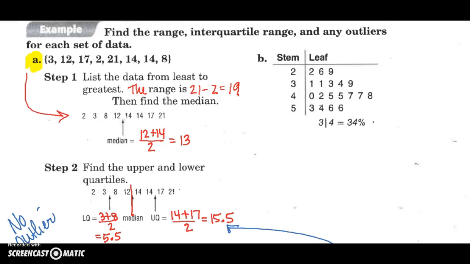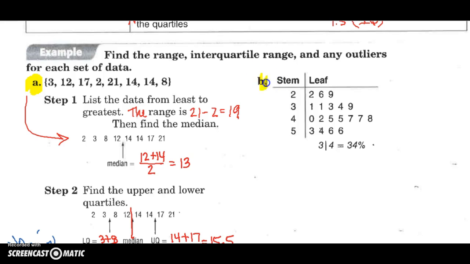So moving on to example B, right here, we're at B. They gave us this information in a stem and leaf. So let's take the time to, well, we don't really need to rewrite them because they're already from least to greatest. But how many numbers are there? 1, 2, 3, 4, 5, 6, 7, 8, 9, 10, 11, 12, 13, 14, 15, 16, 17, 18, 19. So halfway between 19, that would be 9. So number 10, 1, 2, 3, 4, 5, 6, 7, 8, 9, 10.